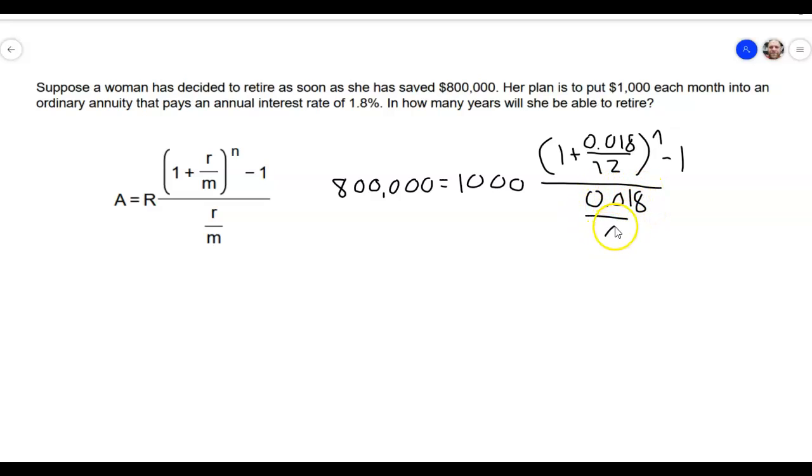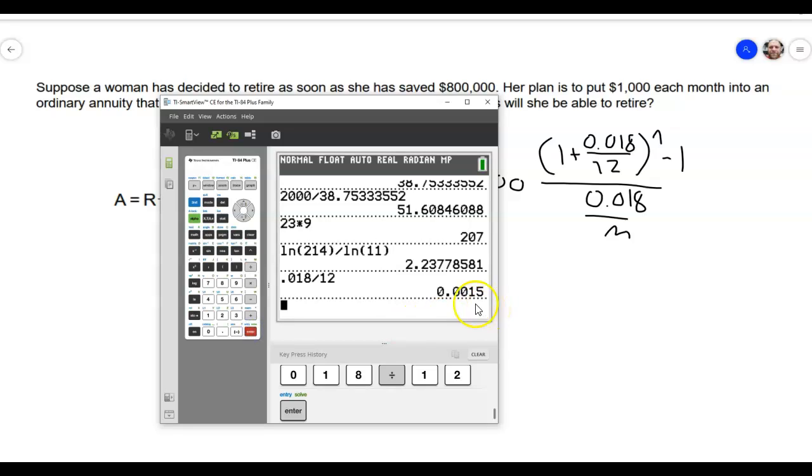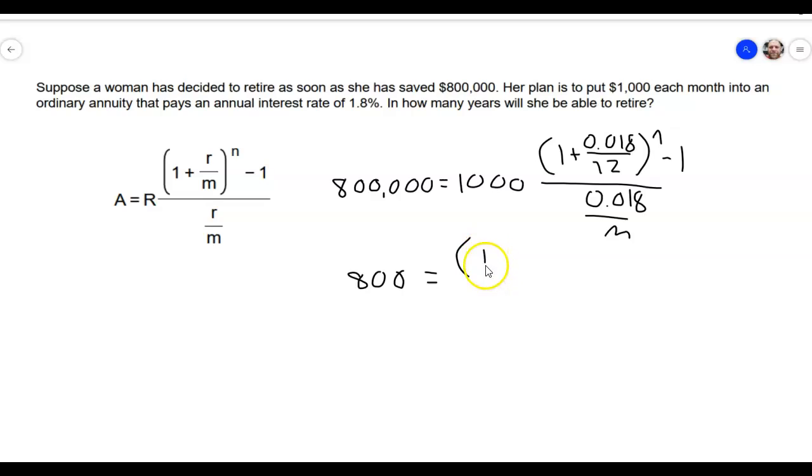0.018 over 12. All right, so the first thing I want to do is divide both sides by 1,000. That way, we're trying to get down to this n here. So if I divide both sides by 1,000, 800,000 divided by 1,000 is just 800. 800 is equal to, and on the top, if I do 0.018 divided by 12, I get 0.0015, and then if I add 1 to that, it is 1.0015.